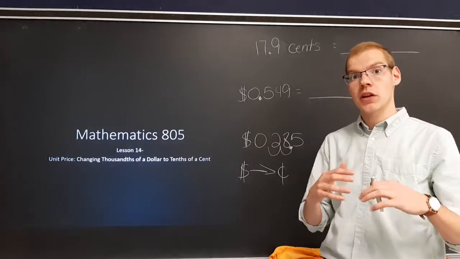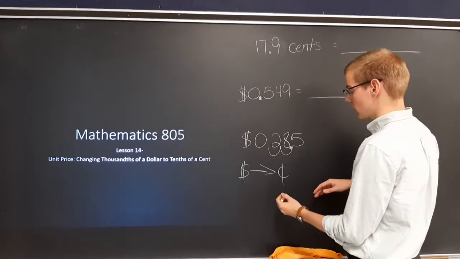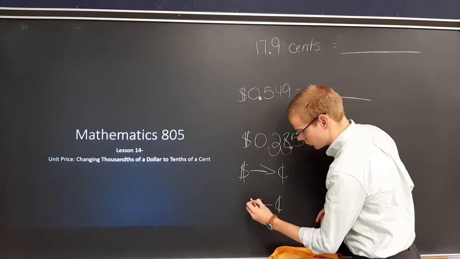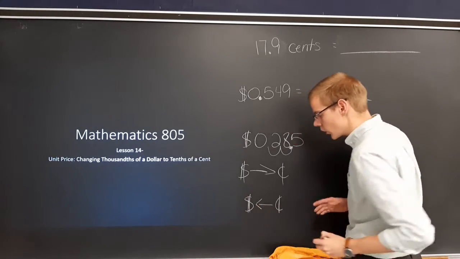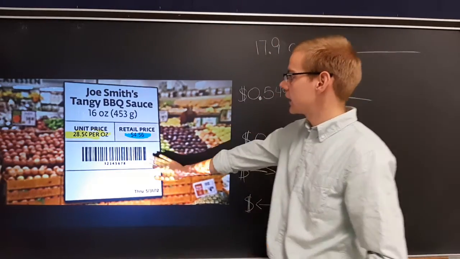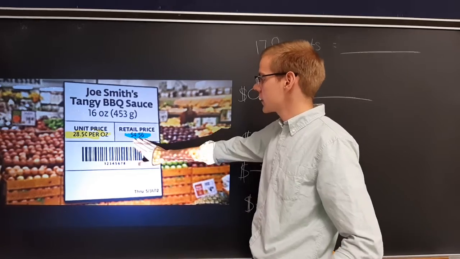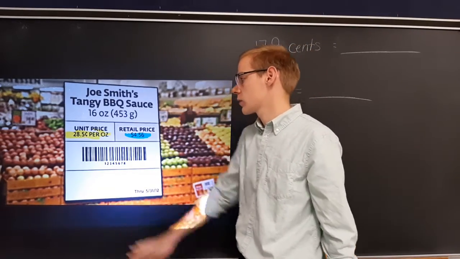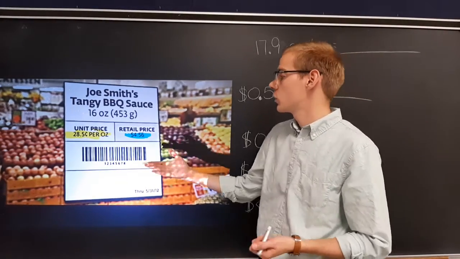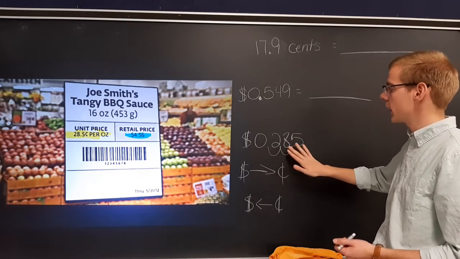Now, if we are changing from cents to dollars, we move the decimal the other way. So that's basically what we did here. Dividing 4.56 by 16 gives us 28.5 cents. If we want to change that to thousandths of a dollar, that would be 0.285.